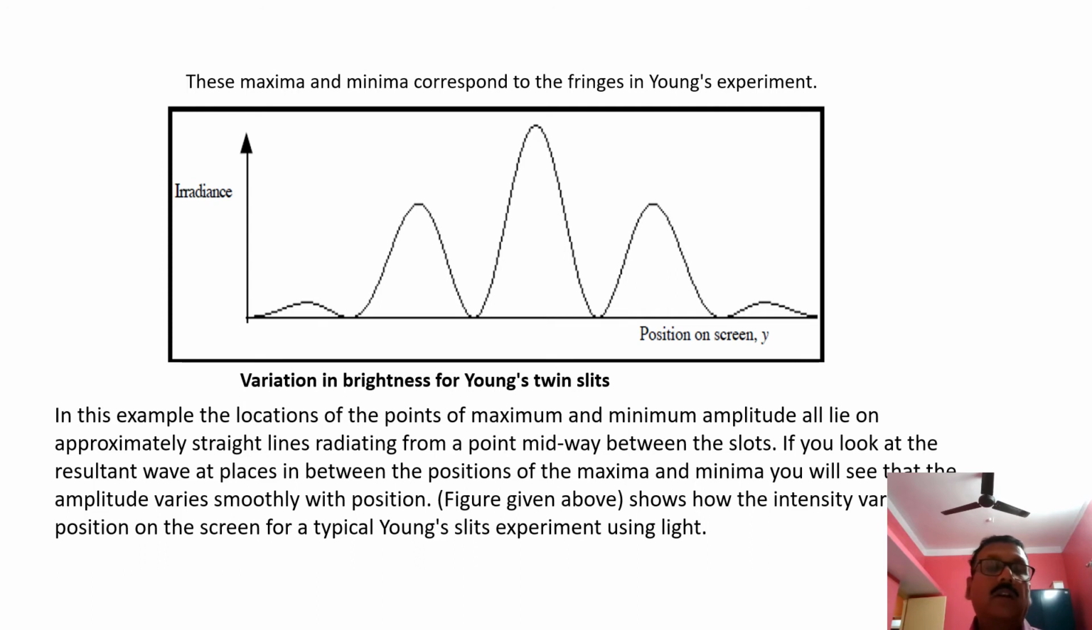If we look at the resultant wave at places in between the positions of the maxima and minima, we can see that the amplitude varies smoothly with position. So this is how the intensity varies with position on the screen for a typical Young slit experiment.